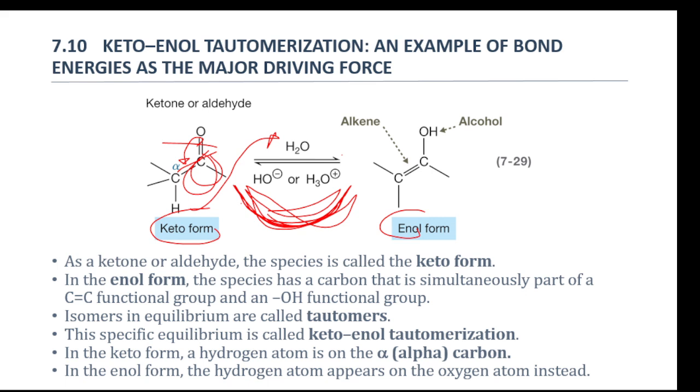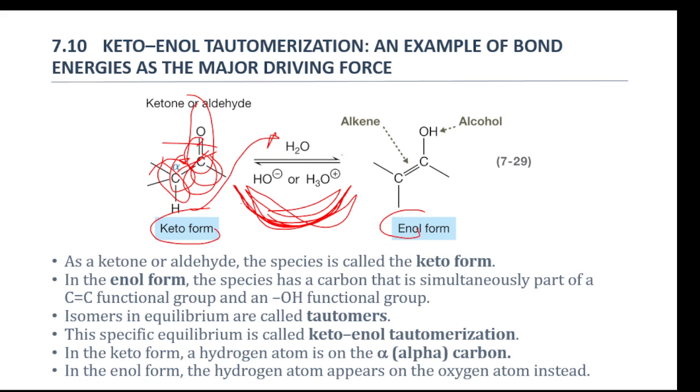This right here is called an alpha carbon. Anybody know why that's called the alpha carbon? Alpha, beta, gamma, that's the alphabet in Greek, right? We have a functional group here. The first one off of that functional group is the alpha carbon. The second one from that functional group would be the beta carbon. Third one would be the gamma. Okay?